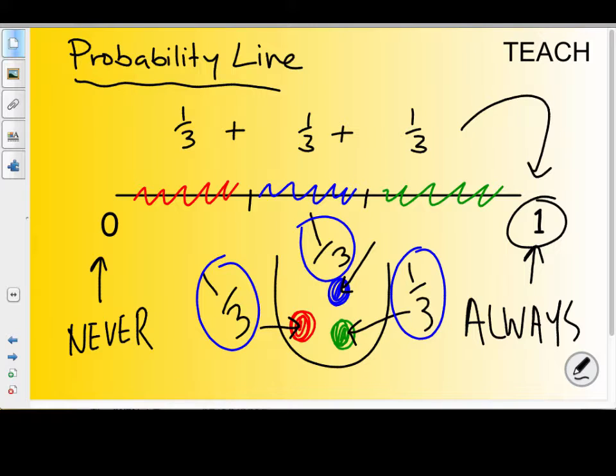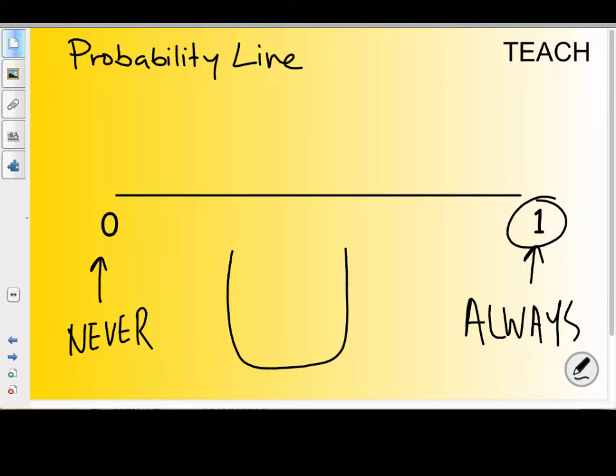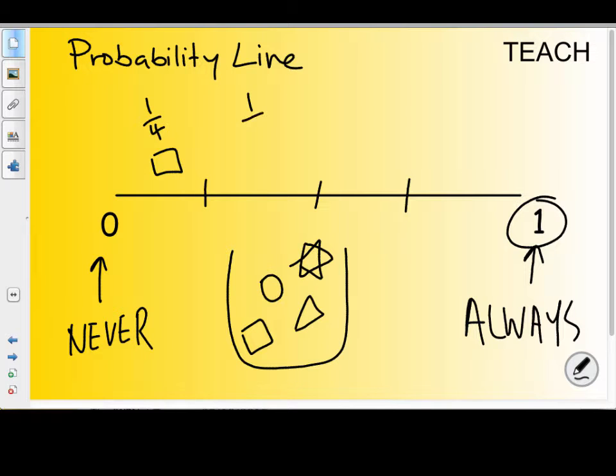Let's do another one. Here's my bag again. This time there's a square, a triangle, a circle, and a star in it. So our line's going to be divided up into quarters straight away, isn't it? There's a quarter chance I'll draw a square. There's a 1 over 4 chance, a quarter chance, I could draw a circle out of the bag. There's a quarter chance I could draw a triangle out of the bag, 1 in 4.